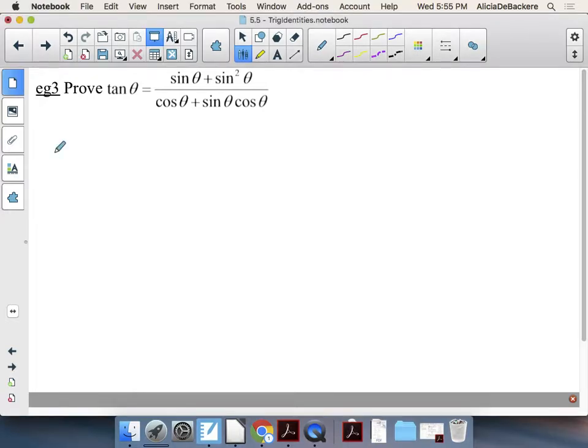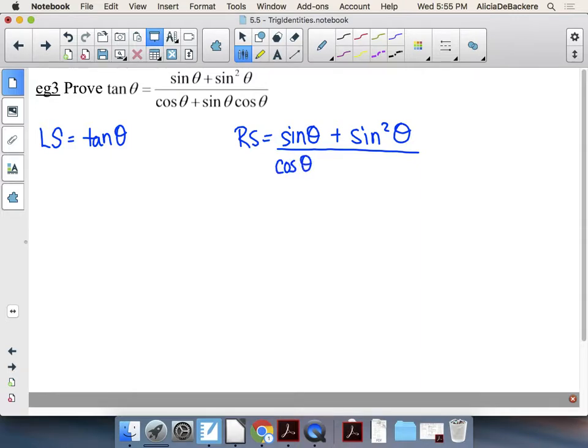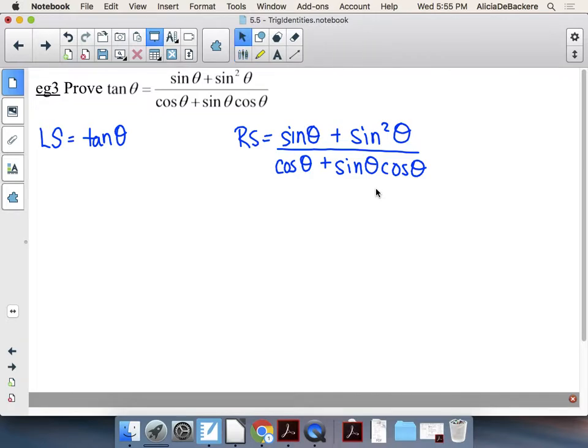So we're going to first start, and whenever it says prove, I'm starting by separating my left-hand side of the equal sign, which is tan theta, and my right-hand side of the equal sign, which is this whole big thing. Okay, so there's lots of different places you could start here. You could start with the left-hand side. We know that we can replace tan theta with sine over cos. Or you could start over here on the right-hand side and try to do some stuff there to simplify.